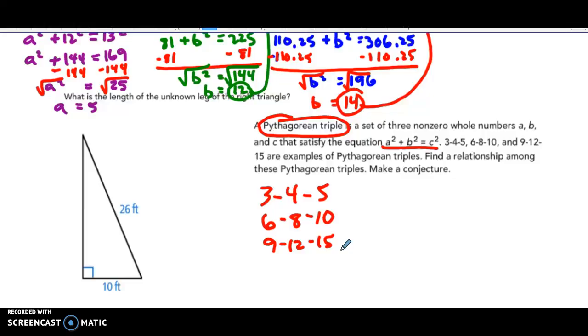Then we're going to use that idea, the relationship or pattern that you find, to make a conjecture, where you're going to make kind of a prediction based on the pattern you see here. So in other words, how can we use that pattern? That's what our conjecture is going to tell us.